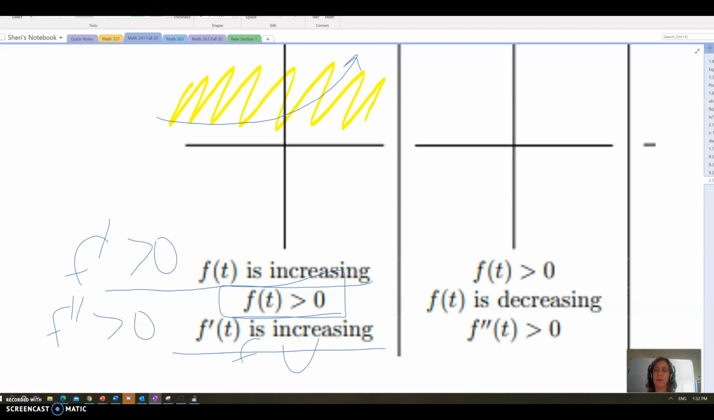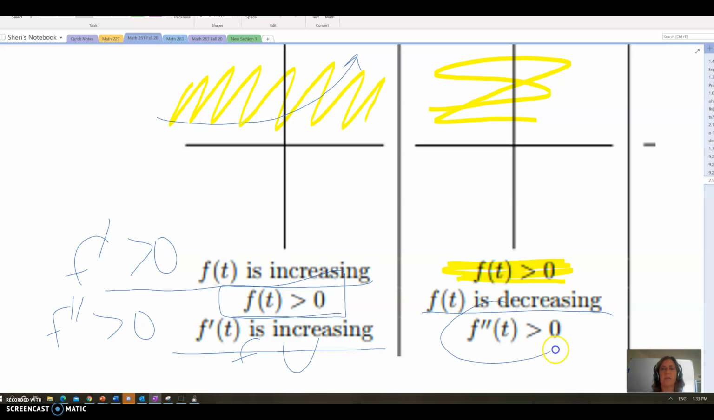And the second one, again, my function only lives above the x-axis because they tell me that the function values are all positive. But now my function is decreasing, so the first derivative would be negative, and the second derivative is positive, so it's still concave up. So it lives above the x-axis, concave up, but decreasing, so that could look something like this.